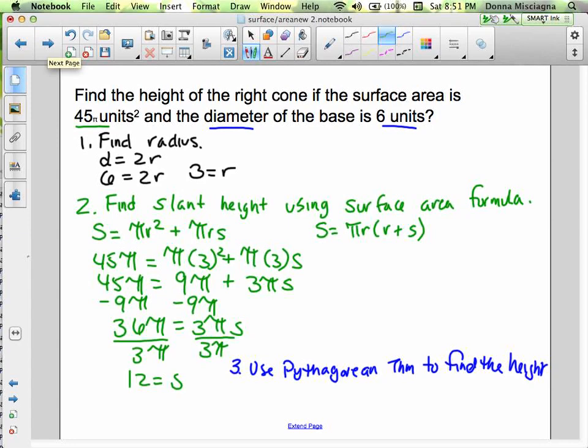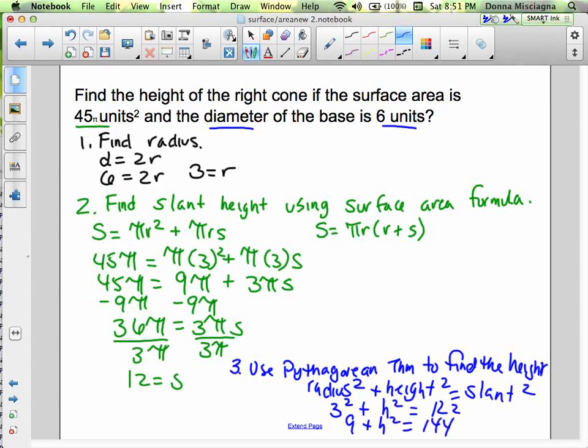All right, so now that we have the slant, we can use Pythagorean theorem to find the height. And we're almost done here with this problem. So we know that radius squared plus height squared equals slant squared. So the radius is 3, so 3 squared plus h squared is equal to 12 squared. And I have very little space to solve this out. So 9 plus h squared equals 144. I'm just going to move this up here. If I subtract 9 from both sides, h squared is equal to 135.